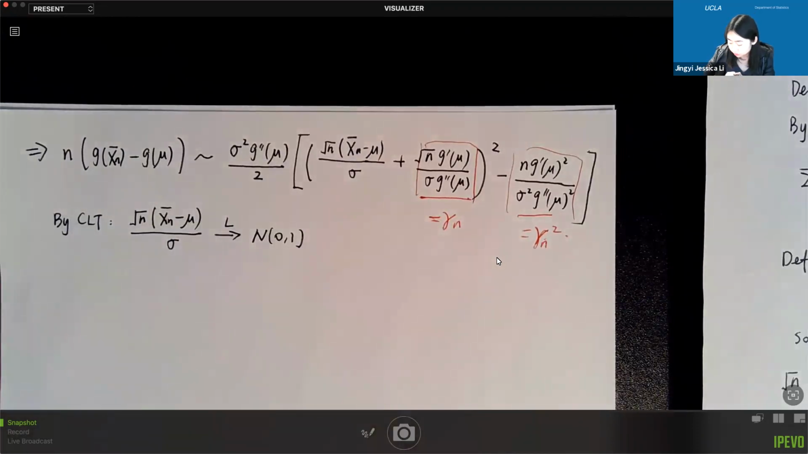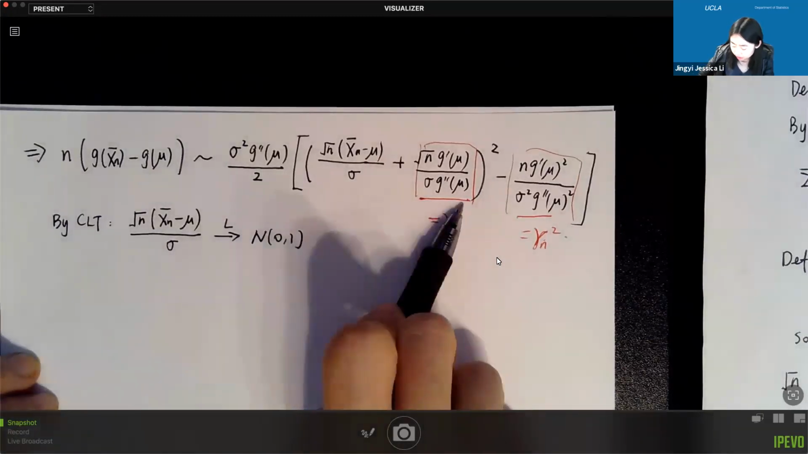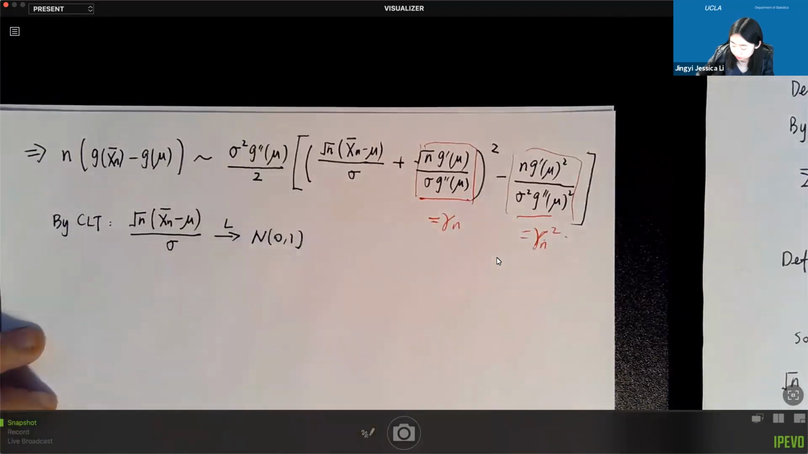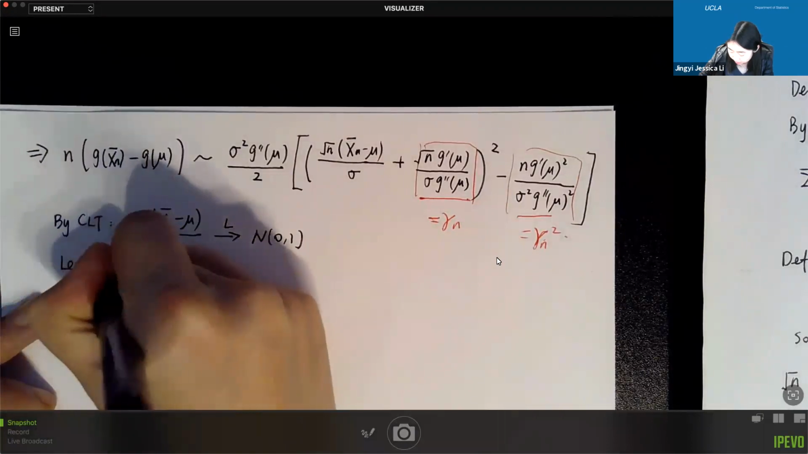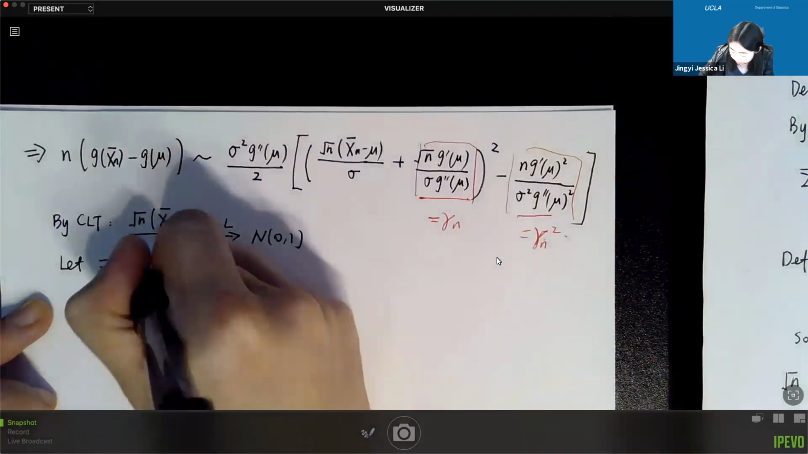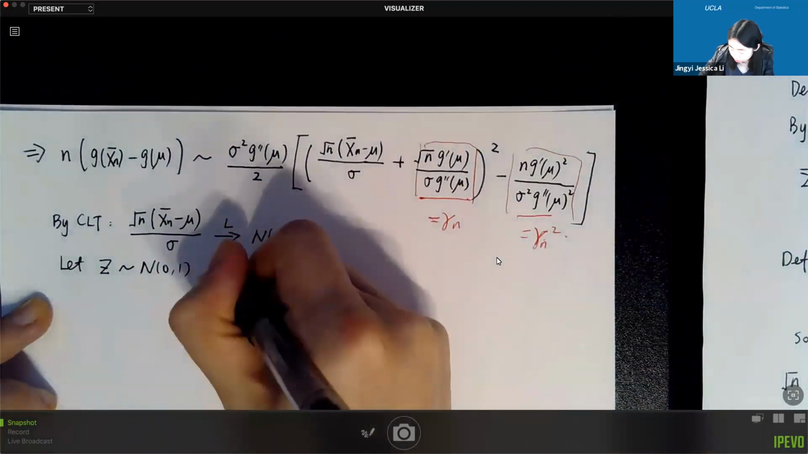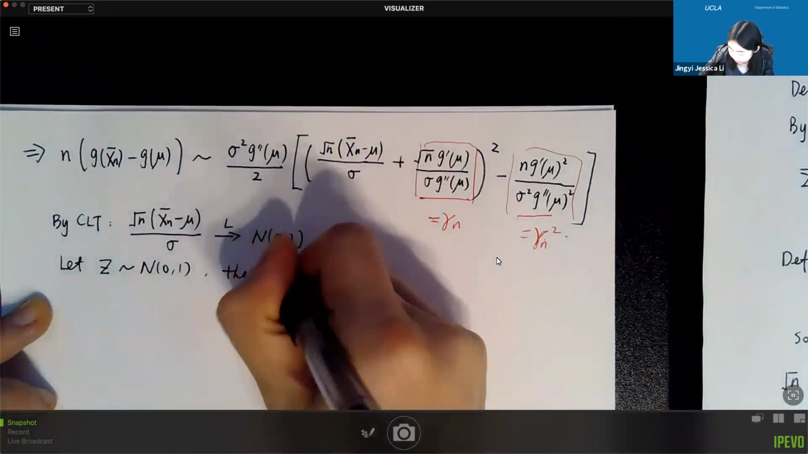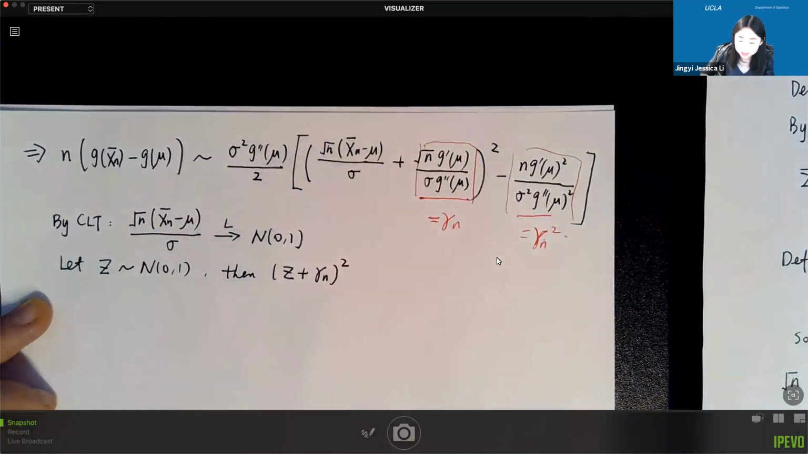That's the new center for this. The center is gamma, not negative gamma. We're shifting the center from 0 to gamma n, and then we take the square. And so the distribution of this actually has a name. Let's define a notation: let Z be standard normal. Then the distribution of (Z + gamma n) squared, we give this a name.